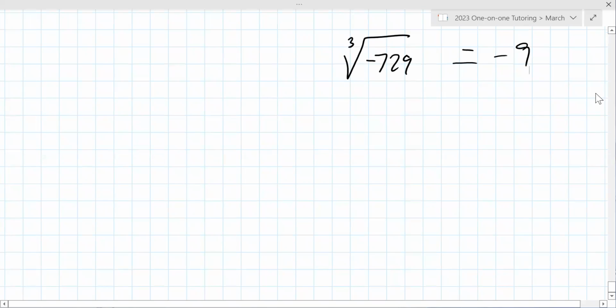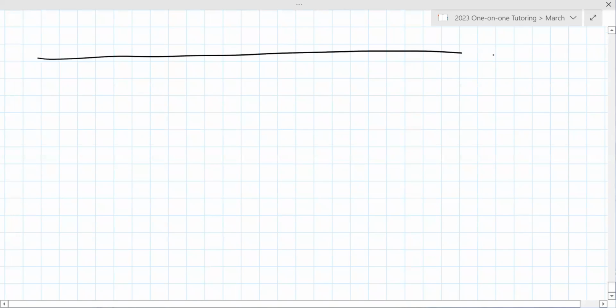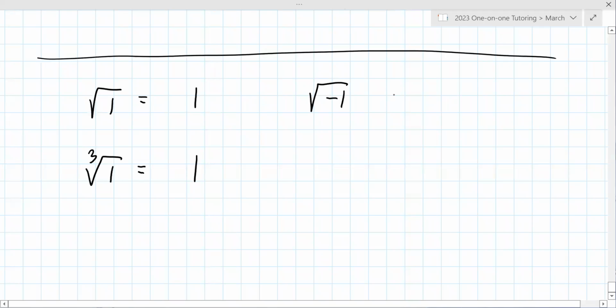All right. Let's do one more here. How about the cube root of -343? It would be -7. Good. So the challenge here is, if I ask you for the square root of 1, you know that's 1. And the cube root of 1 is 1. But the square root of -1 is unknown.